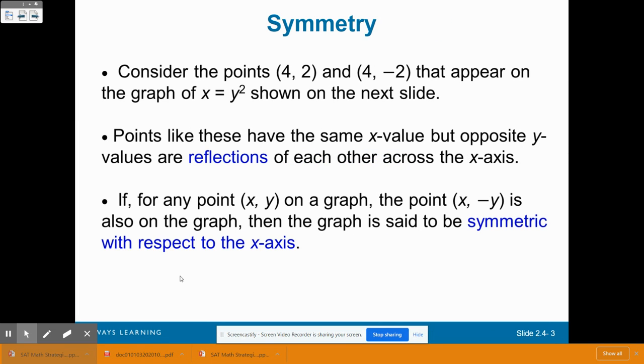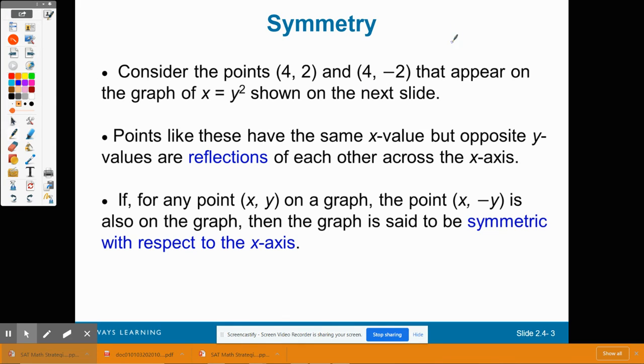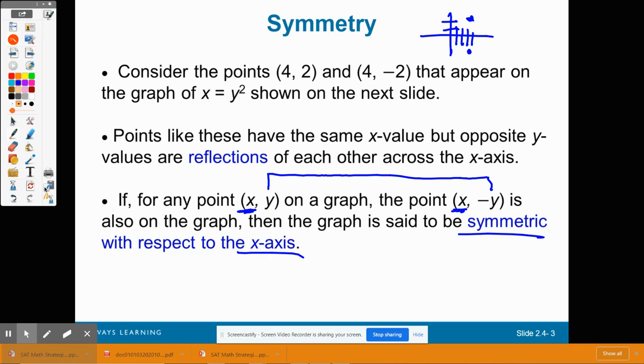Okay, so first of all, what am I talking about for symmetry? Well, if you have 2 points, (4, 2) and (4, negative 2), we say that they reflect over the x-axis. And all points that reflect over the x-axis have the same x and opposite y's. So we could say that if you have a point (x, y) on a graph and (x, negative y) on a graph, then you have what we call x-axis symmetry.